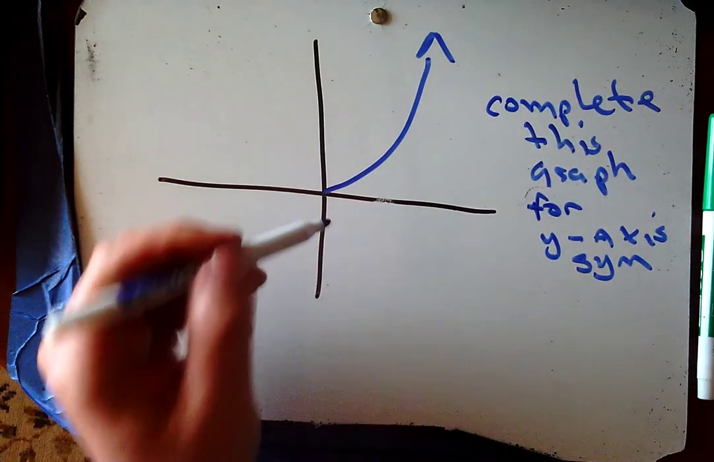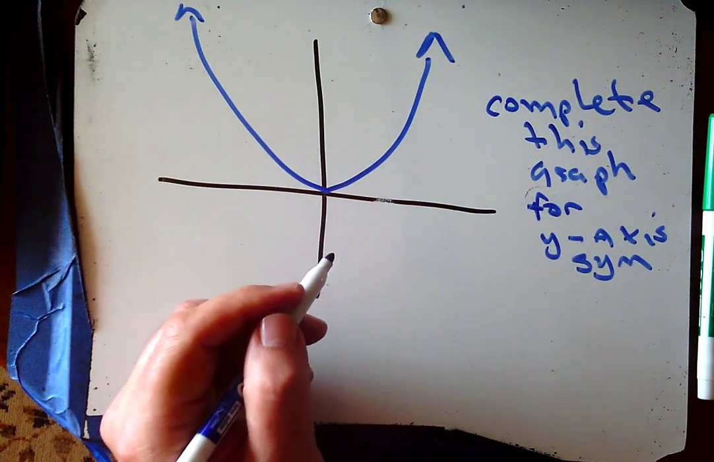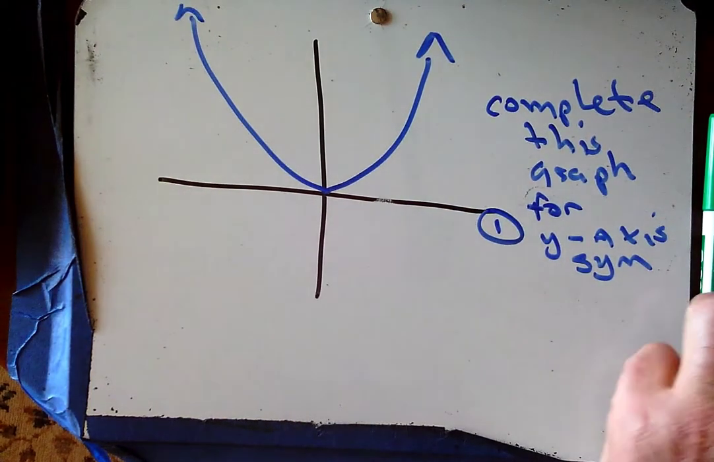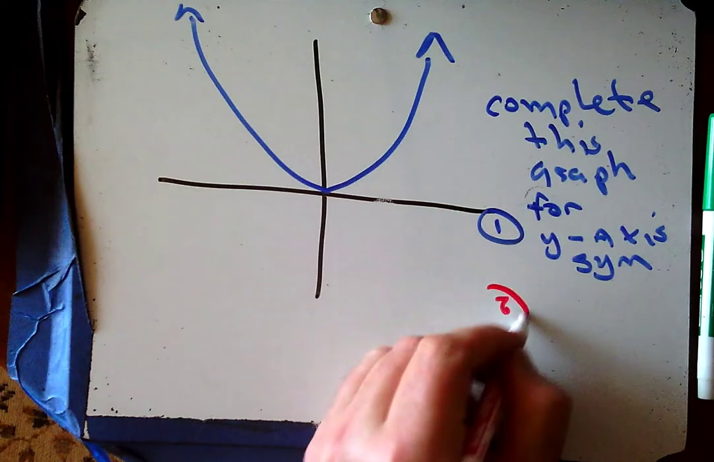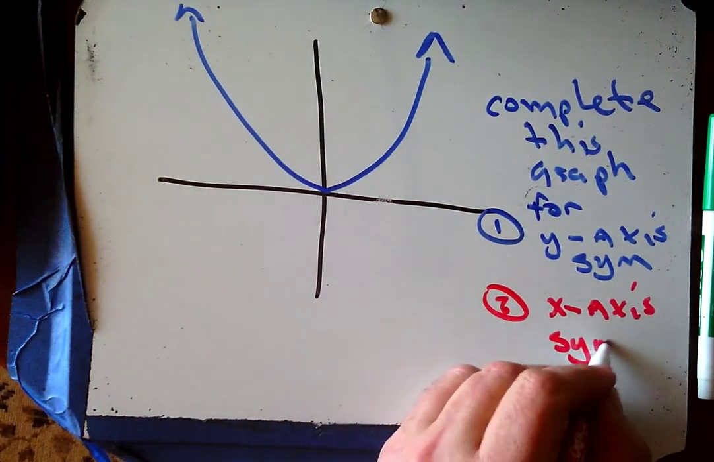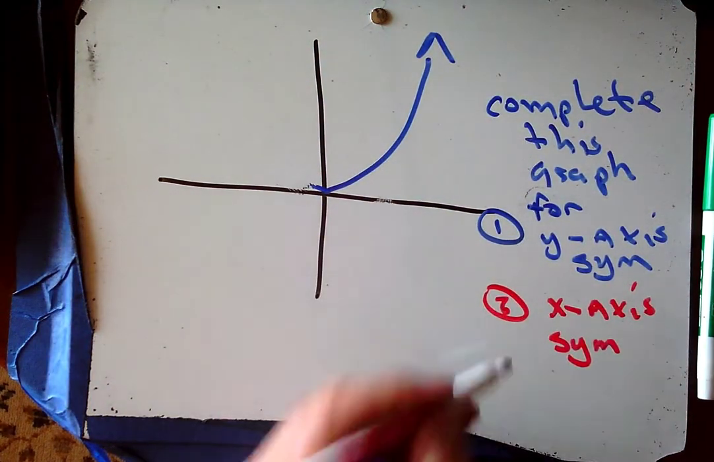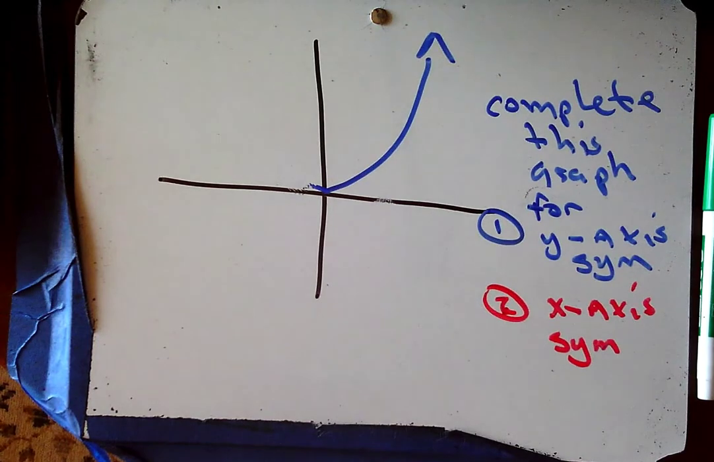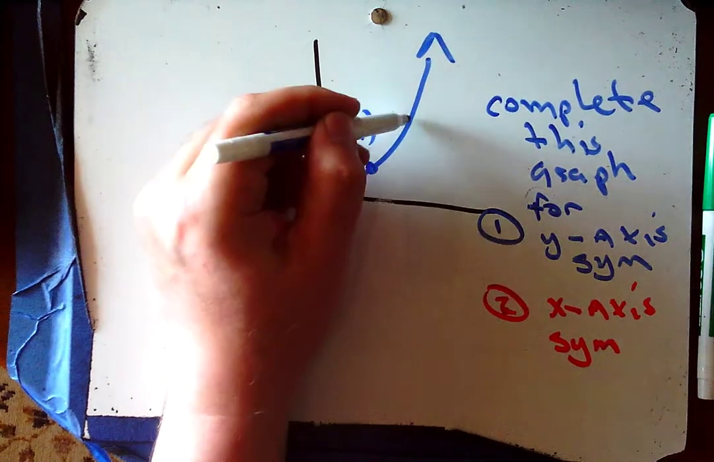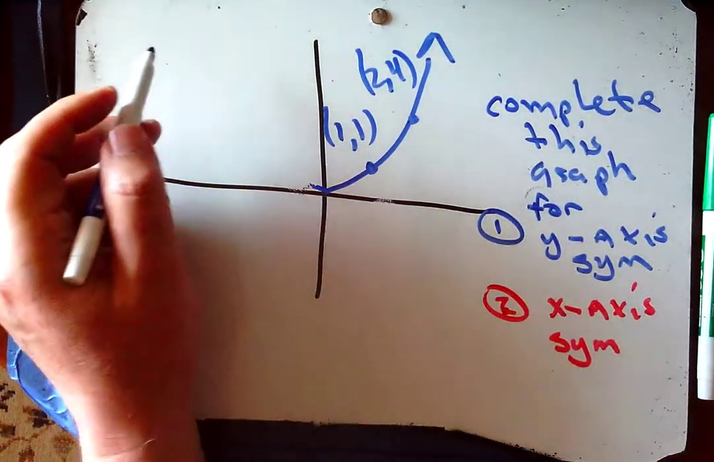Welcome back. If we had y-axis symmetry, we'd have something that looks like this. Our parabola has y-axis symmetry. But what if I had wanted instead x-axis symmetry? Can you complete this graph so that it has x-axis symmetry? Well, remember with x-axis symmetry, we'd be taking these points and changing what?